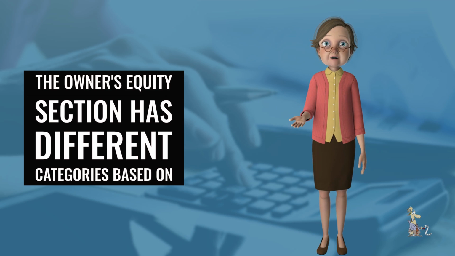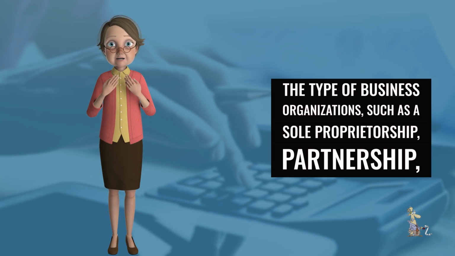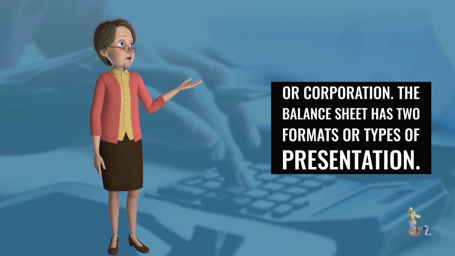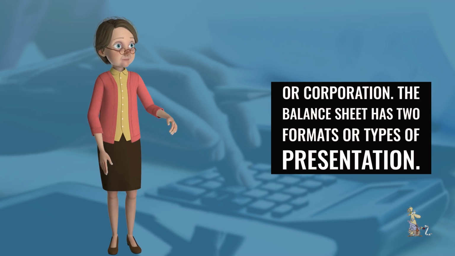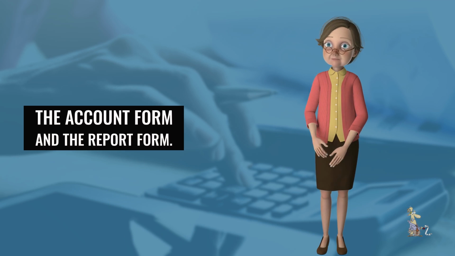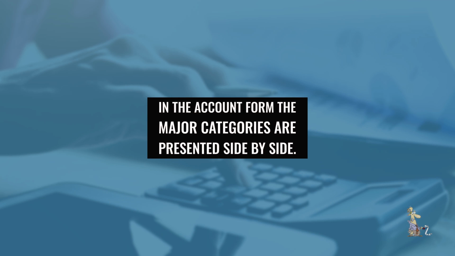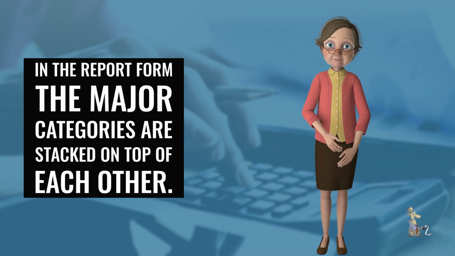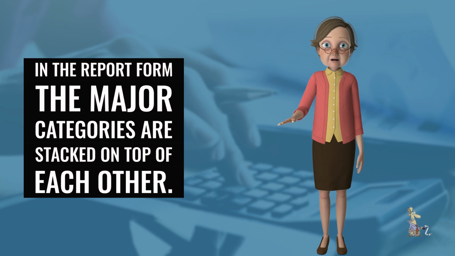The owner's equity section has different categories based on the type of business organization, such as a sole proprietorship, partnership, or corporation. The balance sheet has two formats or types of presentation: the account form and the report form. In the account form, the major categories are presented side by side. In the report form, the major categories are stacked on top of each other.